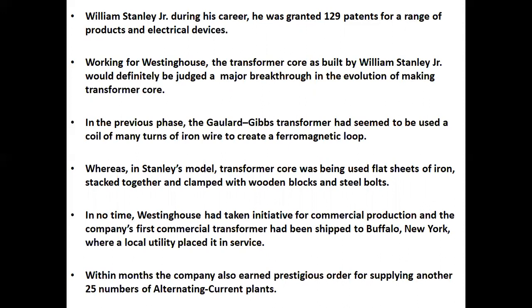In the previous phase, the Gaulard-Gibbs transformer used a coil of many tons of iron wire to create a ferromagnetic loop, whereas in Stanley's model, the transformer core used flat sheets of iron stacked together and clamped with wooden blocks and steel bolts.